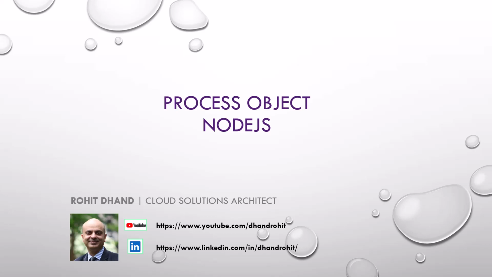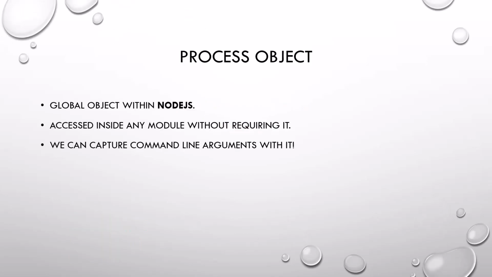Today's video is all about the process object within Node.js and how we can actually utilize that. The process object is technically a global object within Node.js. It can be accessed inside any module without requiring it, and we can capture command line arguments with it.